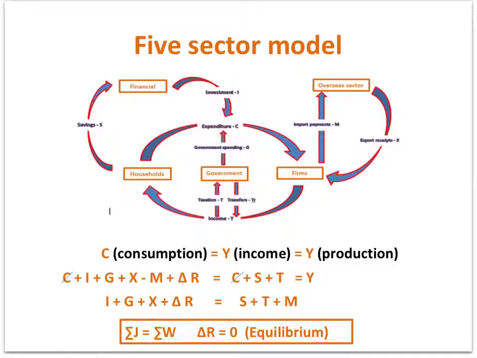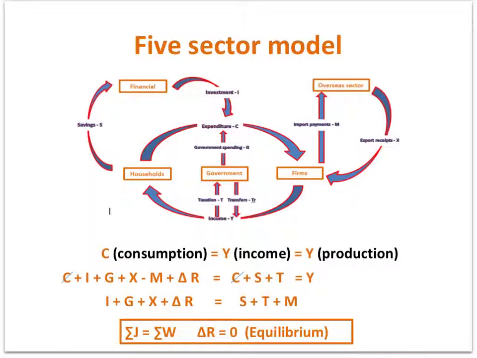Again, total consumption equals total income equals total production. Goods are now consumed by consumers, by businesses, by the government, by foreigners, and we take imports out because although these goods are consumed in our country, they are not produced here. And some goods are produced but not consumed. Income is partly spent, partly saved, partly used to pay taxes.